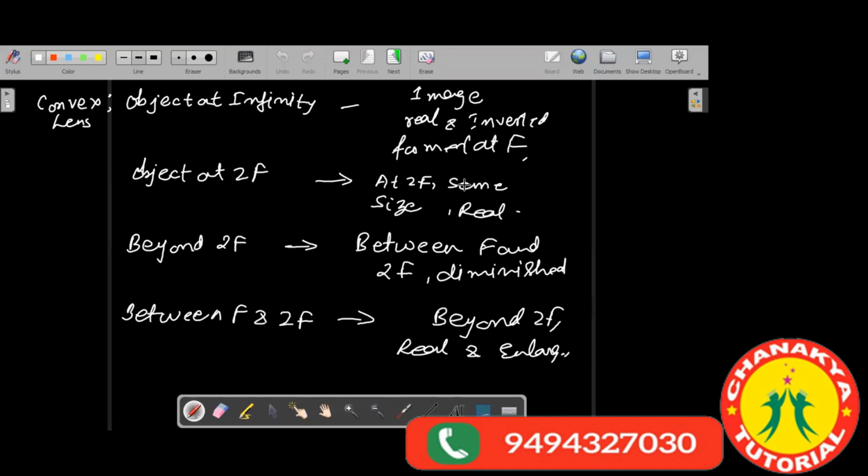So you should be able to visualize all the ray diagrams. Just keep track of all the ray diagrams, and where the image is formed.